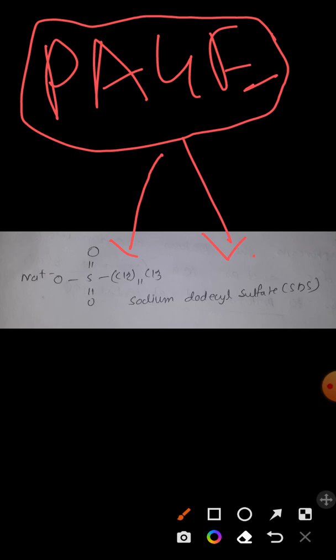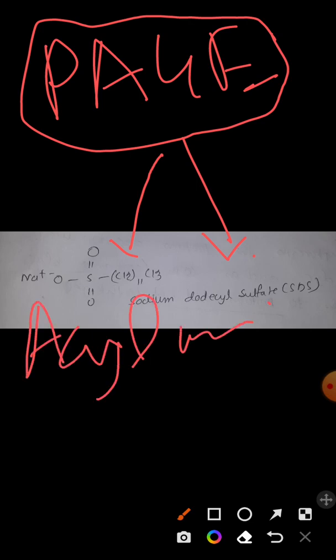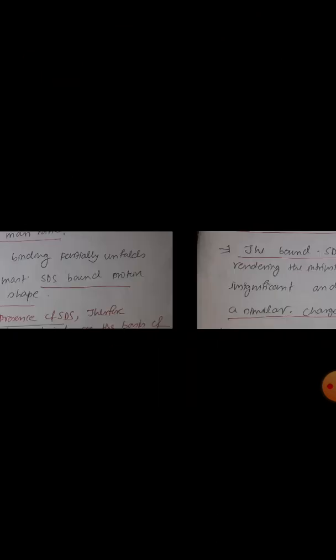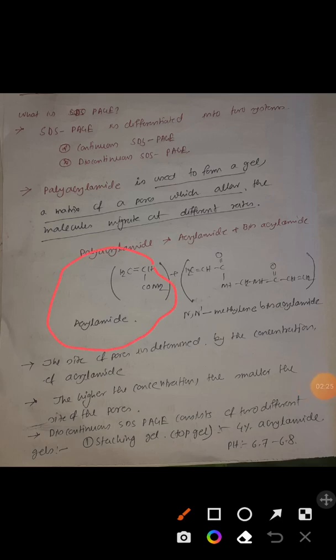Polyacrylamide consists of two components: acrylamide and bisacrylamide. Let's move to the slide regarding this. Polyacrylamide consists of acrylamide and N,N'-methylene bisacrylamide, commonly known as bisacrylamide. The structure of acrylamide is CH2=CH-CONH2, and for N,N'-methylene bisacrylamide it is CH2=CH-C=O-NH-CH2-NH-C=O-CH=CH2.